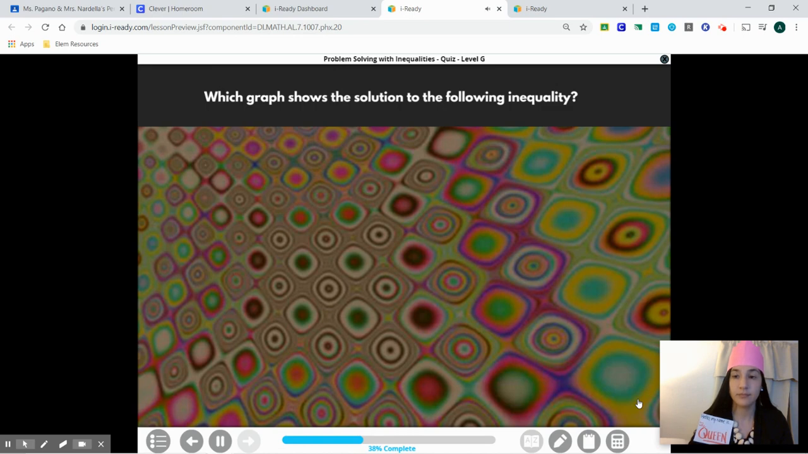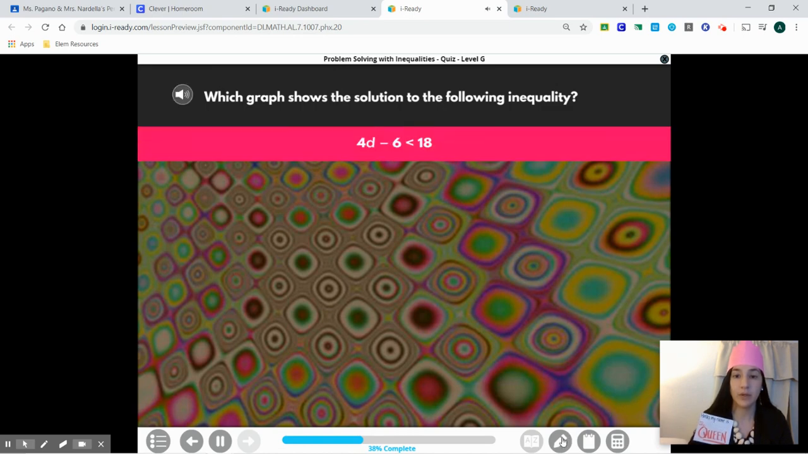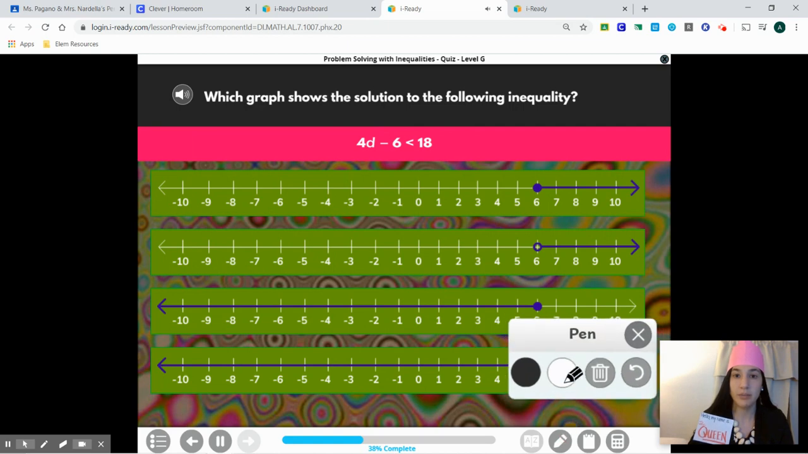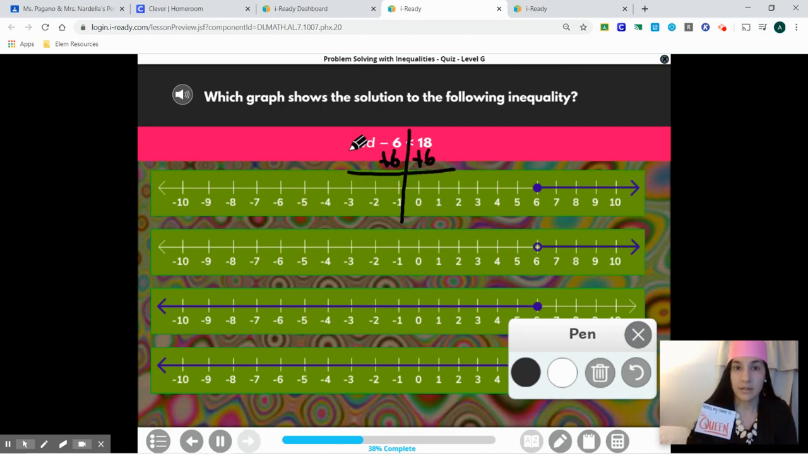Which graph shows the solution to the following inequality? Okay, now we're going to do some work. So I'm going to write on here and then we'll delete it. Draw our scale line straight down. We want to isolate the d, so we're going to start right here with adding 6 to both sides. 18 plus 6 should give us 4d. Bring down the same inequality symbol, so less than 24. D is still not alone.